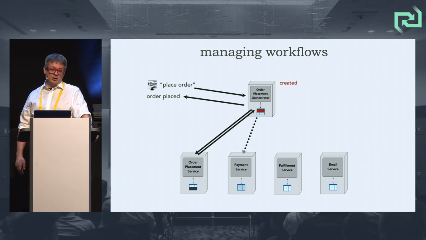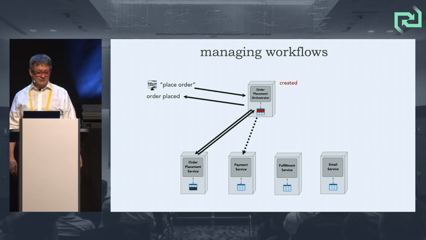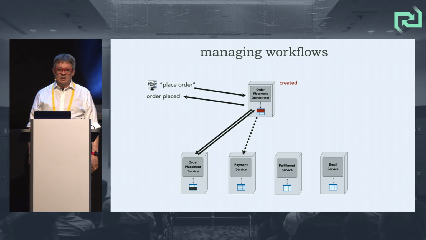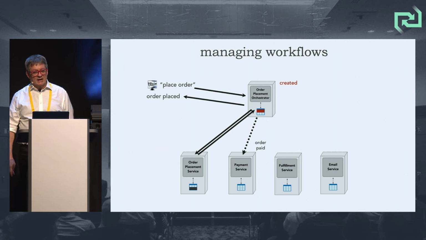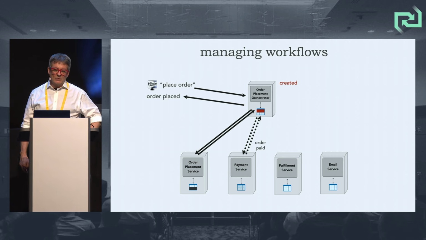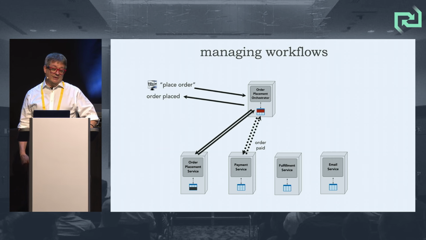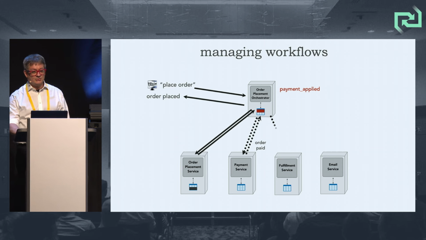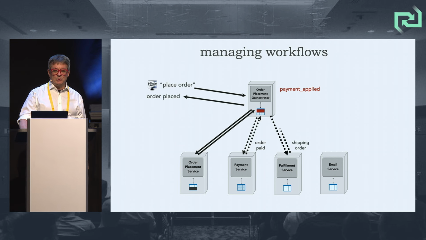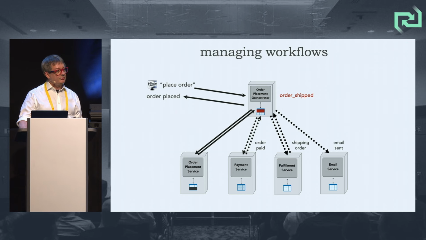Then it makes some calls synchronously or asynchronously. We'll dig into that in just a second. For example, to a payment service to get the order paid, and that changes the state here to payment applied. Then we'll go to a fulfillment service, which will ship the order and move our state to order shipped, and then finally email them: congratulations, you've ordered a book and it's on its way to you. And there is our completed order.